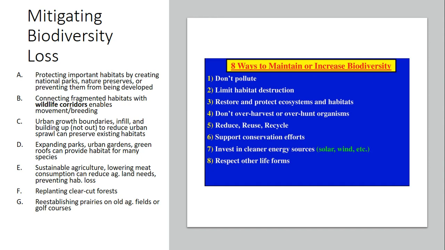So, there are tons of things we can do to mitigate biodiversity loss. But the main piece here, guys, thinking back to human impacts on biodiversity, think back to that HIPCO acronym, right? The H standing for habitat destruction, the I, invasive species, the two P's is pollution, population, C is climate change, and O is the overharvesting of organisms.